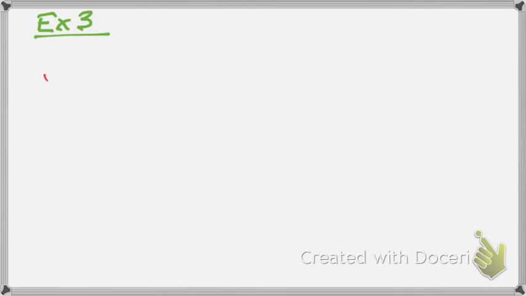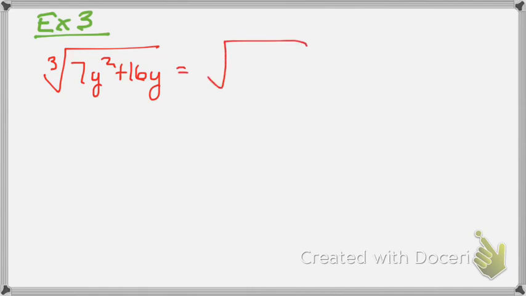Example 3. This time we have a cube root of 7y squared plus 16y is equal to the cube root of 4y squared plus 12.